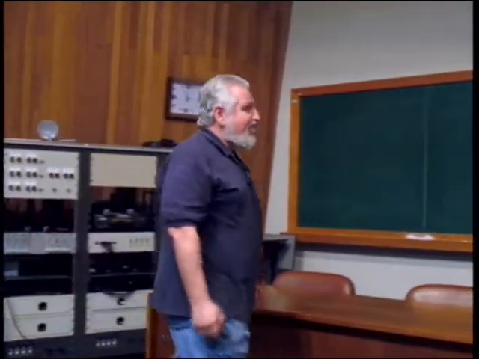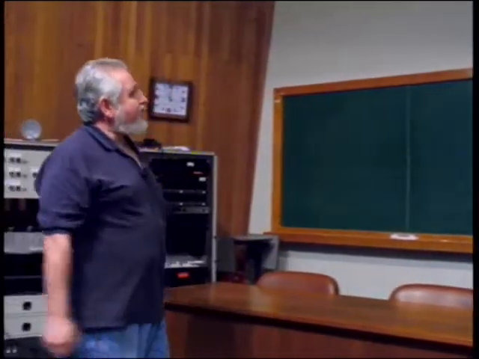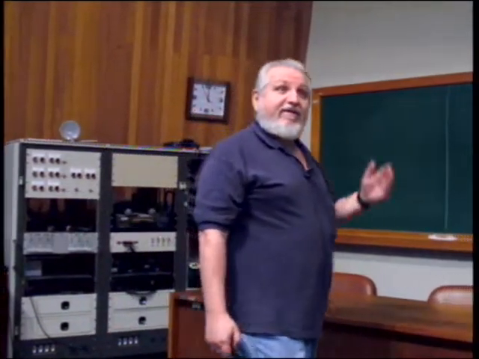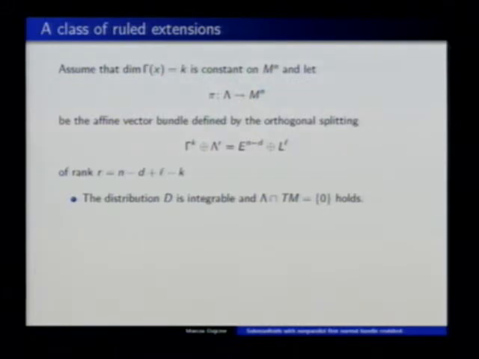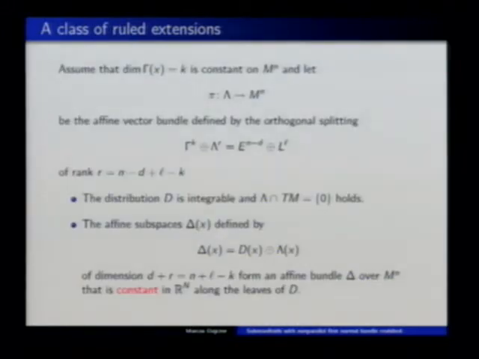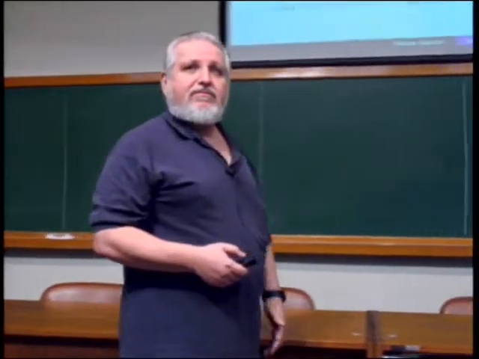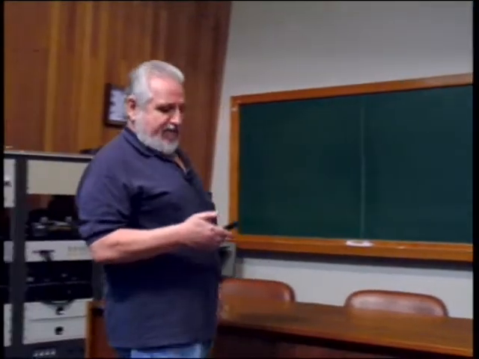Well, so the fundamental fact in this geometric situation is that D is an integral distribution. The other thing is that gamma is transversal to the tangent boundary. So you can add D plus gamma. They are not orthogonal. And call this delta. So delta is an affine bundle over M, which happens to be constant along the leaves of D in the Euclidean space. Okay? So that's the fundamental property.